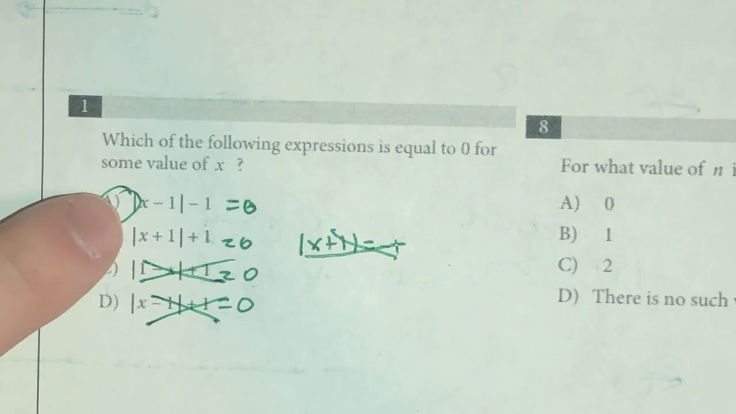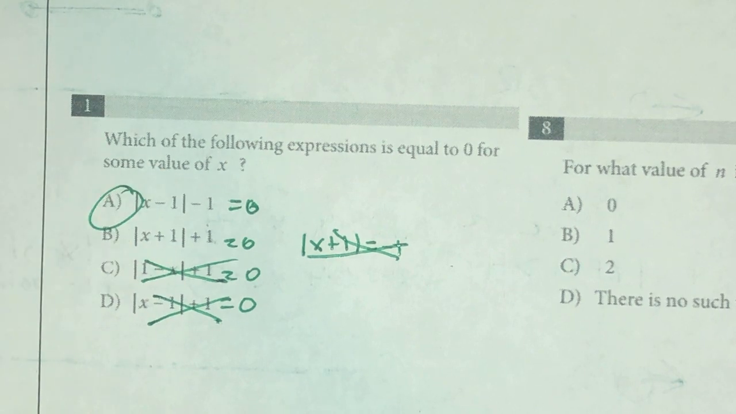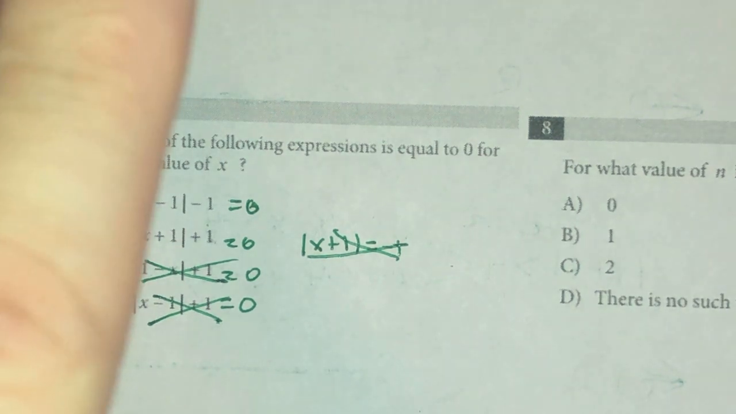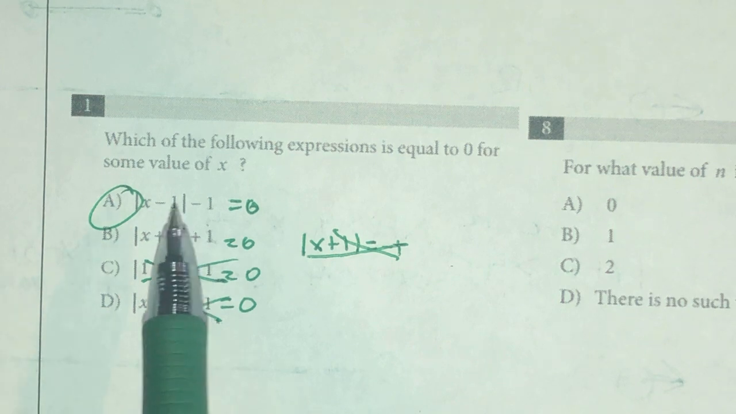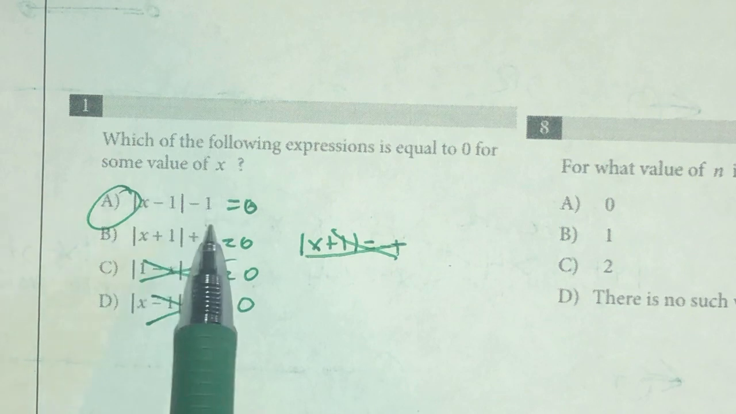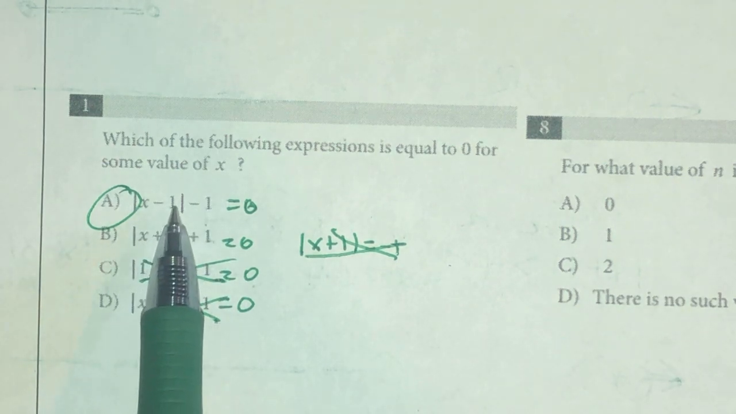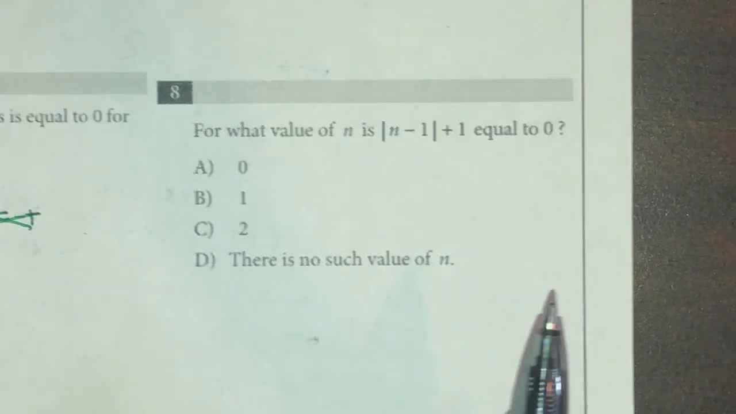Let's see what it is. It turns out it's 2, right? 2 minus 1 is 1. Absolute value of 1 is 1. 1 minus 1 is 0. Or it could be 0. 0 minus 1 is negative 1. Absolute value of negative 1 is 1. 1 minus 1 is 0. I was right, it was 0, I'm sorry. So you've got to reason through it.